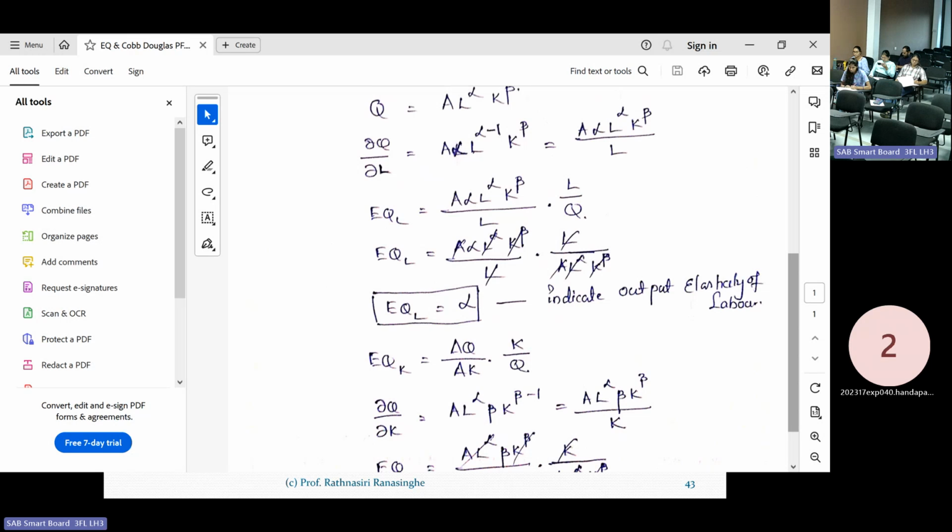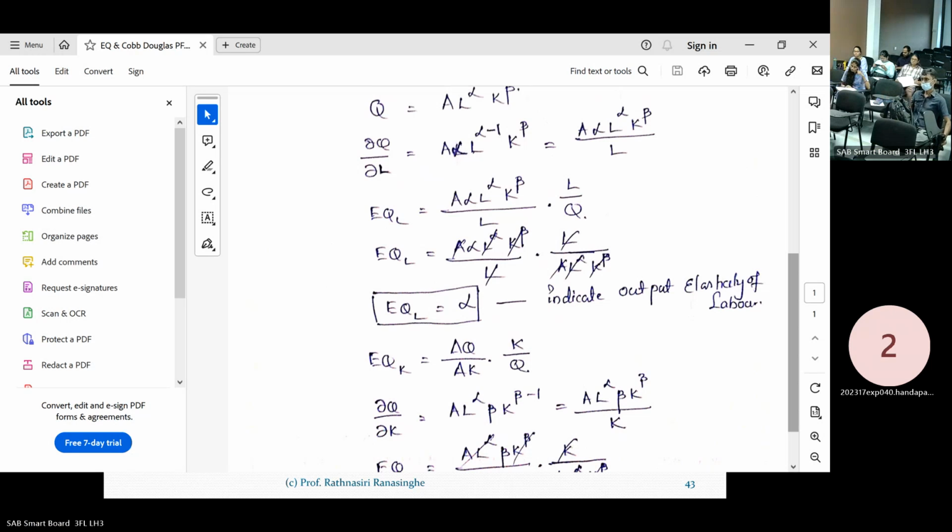So that means with respect to change in the labor, how much is output going to change? Percentage change in output due to percentage change in the labor. So that is the alpha. In the same way, if we apply this to the capital, with respect to change in the capital, we can express the output elasticity: delta Q over delta K into K over Q. So that is the output elasticity of capital.